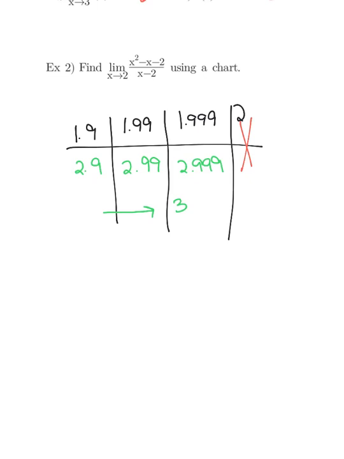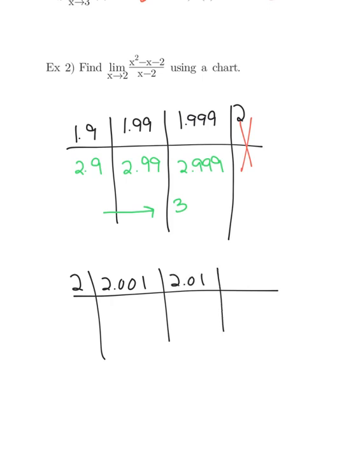So now we want to do the same thing for the right side of 2. So we have 2, and then the numbers to the right of 2 would be, remember, closest goes right next to it, 2.001, 2.01, and 2.1. And again, we don't care about exactly at 2.